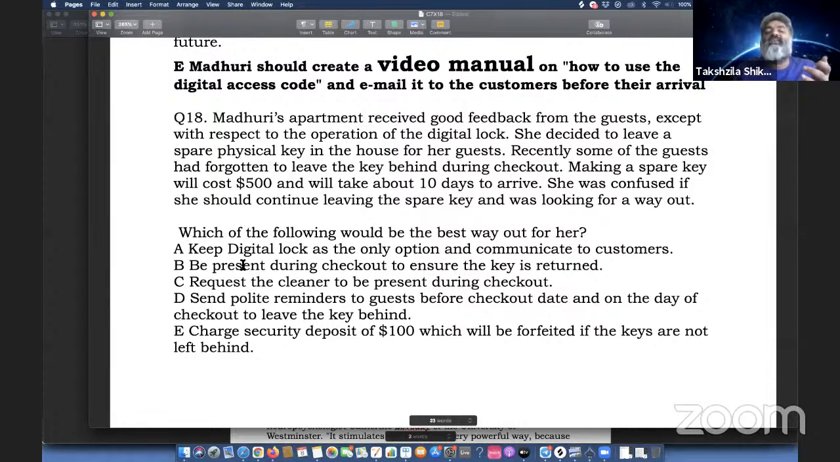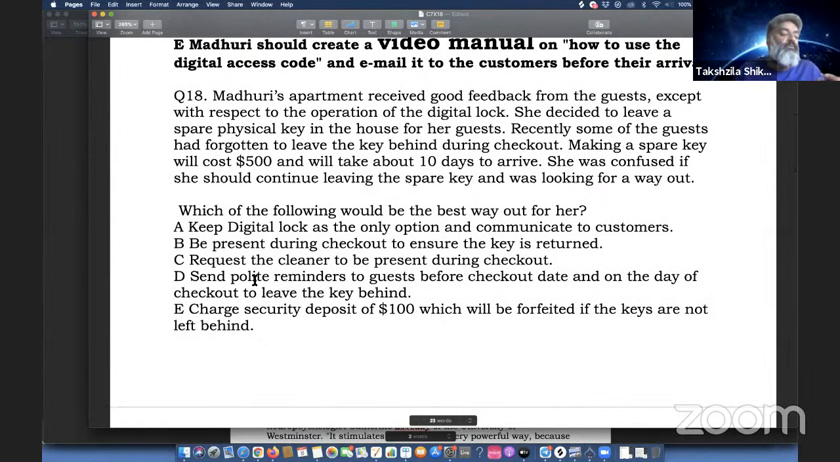So she's leaving a spare physical key in the house for the guests, but the guests are taking the keys away. And it's expensive, it's $500. It's more than what she's on average getting from a customer. It's around $375 or so, right? And a time delay of 10 days, which is complicated. So the issue is that you don't want to lose the keys. What is the solution? Waiting for your answers, guys.